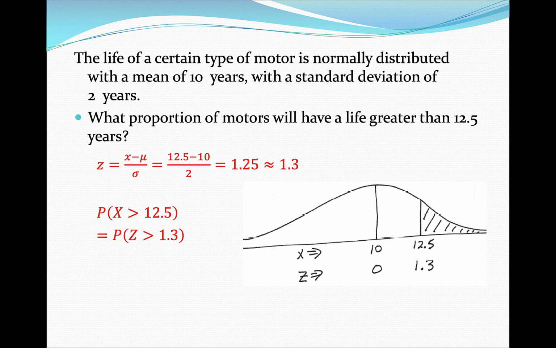Since we're finding greater than, in this case, we're going to have to look up 1.3, subtract it from 1. So we take 1 minus, we look this up, we get 0.9032. So we do our subtraction here, and we will get 0.0968 as our probability.